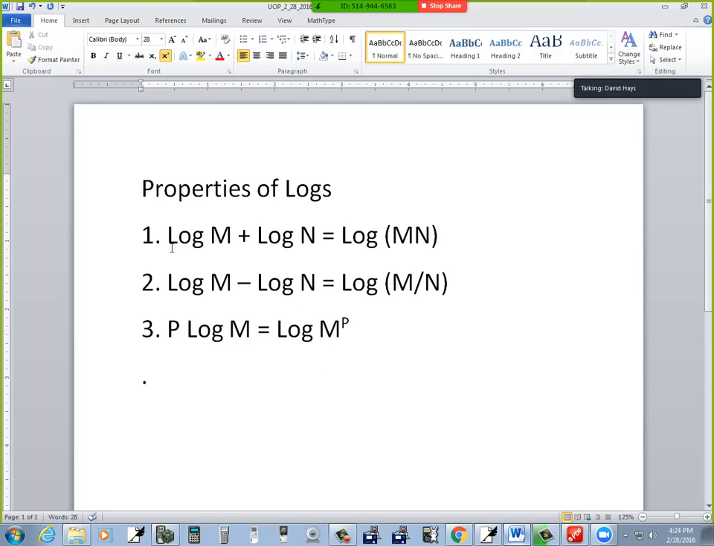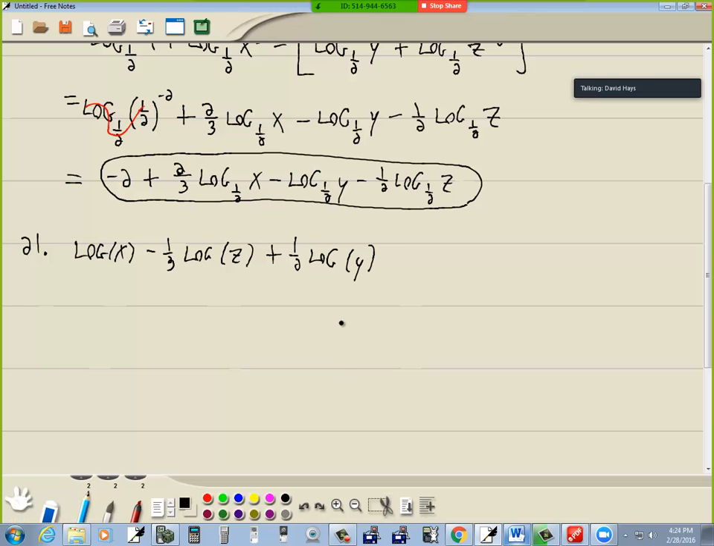The only time you can use properties 1 and 2 is when you have nothing in front of the log. It simply has to be log of something plus log of something, or log of something minus log of something. So if you have anything in front of it, you can't apply it directly. And I see that I got some numbers in front of these logs. So first thing I'll do is get rid of those numbers. So p log m equals log m to the p, right? So these both become our powers.